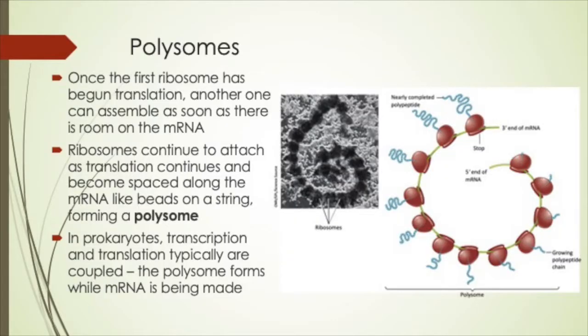Termination is similar in prokaryotes and eukaryotes. All right. So this isn't just happening once on every strand of mRNA. This is actually happening a lot on every strand of mRNA. So there's what's called polysomes. Once the first ribosome has begun translation, you're going to see a lot of other ones doing the exact same thing on one strand. Ribosomes continue to attach as translation continues and become spaced along the mRNA like beads on a string, forming a polysome.